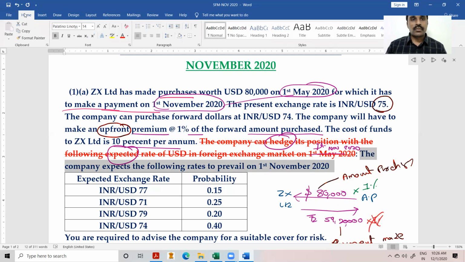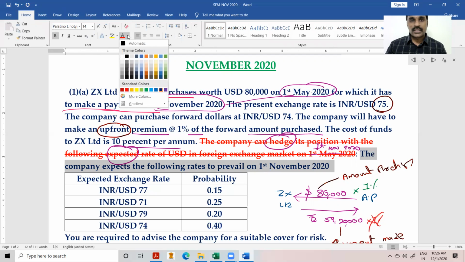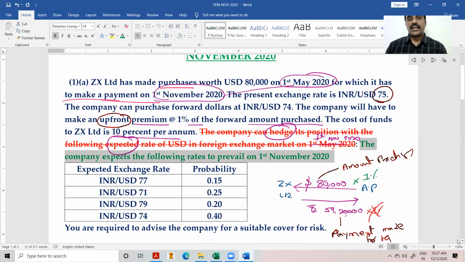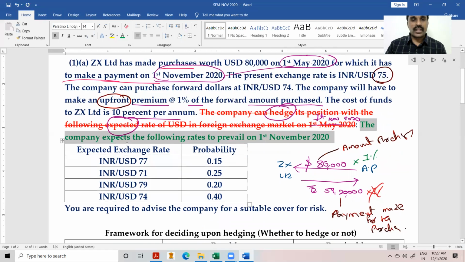According to me, that sentence formation is a drafting error, because there is no question of hedging and there is no question of expectation. That portion of the question should be redrafted. The company expects the following rates to prevail on 1st November 2020. This should be the question actually, right? So this is the expected rates to prevail. Different rates have been given. Okay, right? Look at this.